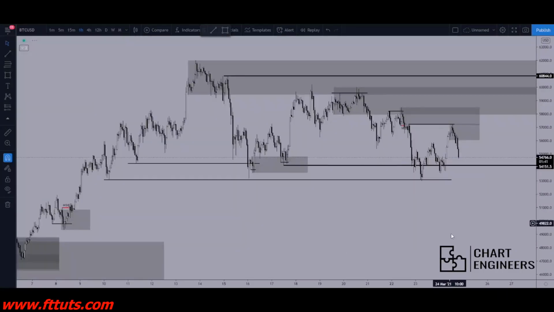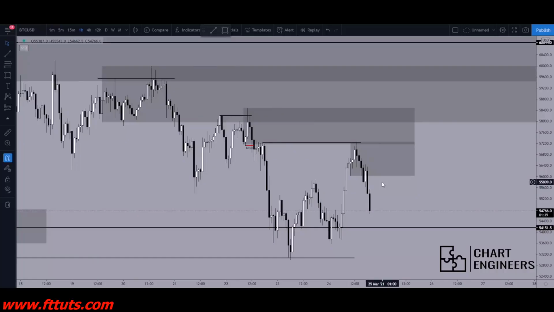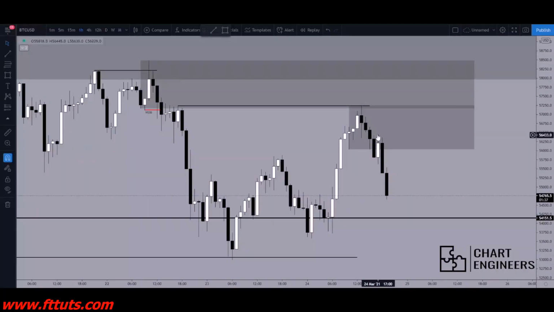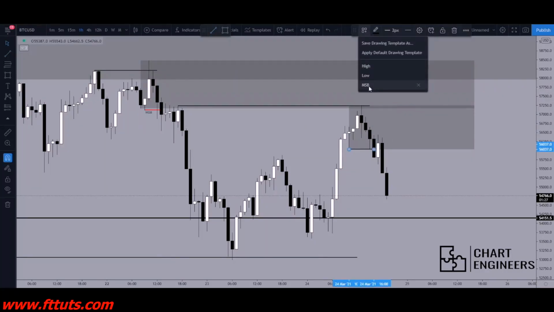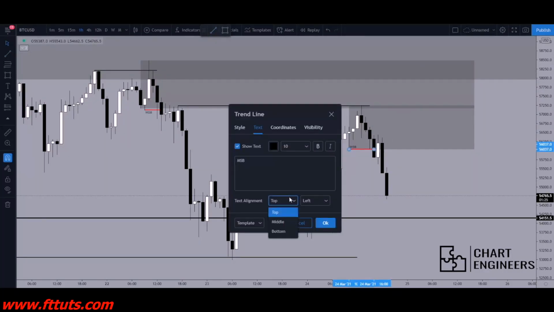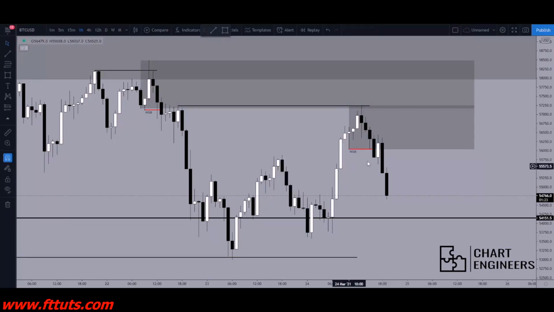I would like to see this come lower, but you'll notice that in this scenario here, there is in fact no breaker because there's no down candle. So what I do is I just mark out where my market structure break is coming from, and then I just mark out my breaker zone from the low to the high, and that is it.